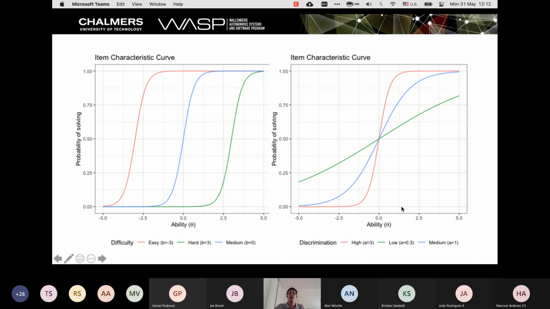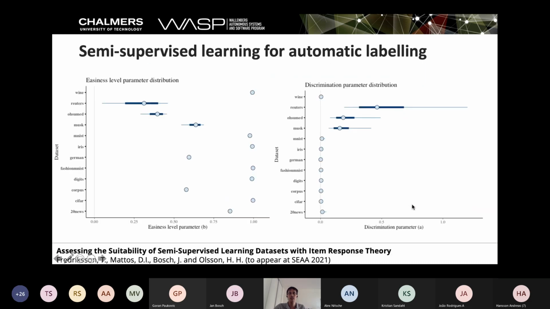So this is the very basic idea that we are looking at when we're analyzing, and we can apply that to algorithms for semi-supervised learning for automatic labeling. In this case, we apply this statistical model to 12 different data sets, and I think it was six different algorithms, and we assessed the difficulty of the data sets and the discrimination.